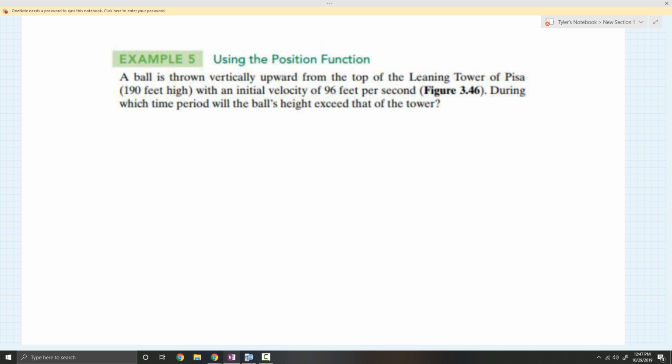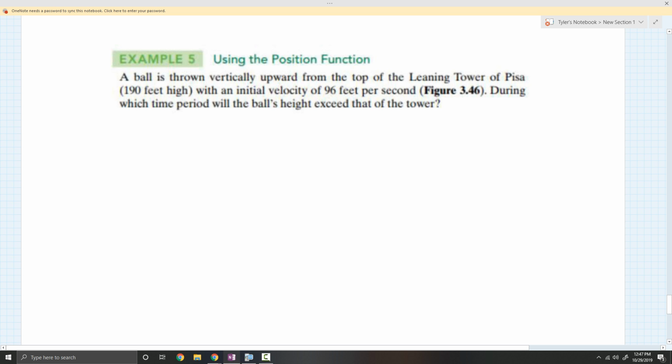So the example that we're looking at says a ball is thrown vertically upward from the top of the Leaning Tower of Pisa, which is 190 feet high, with an initial velocity of 96 feet per second. During which time period will the ball's height exceed that of the tower?